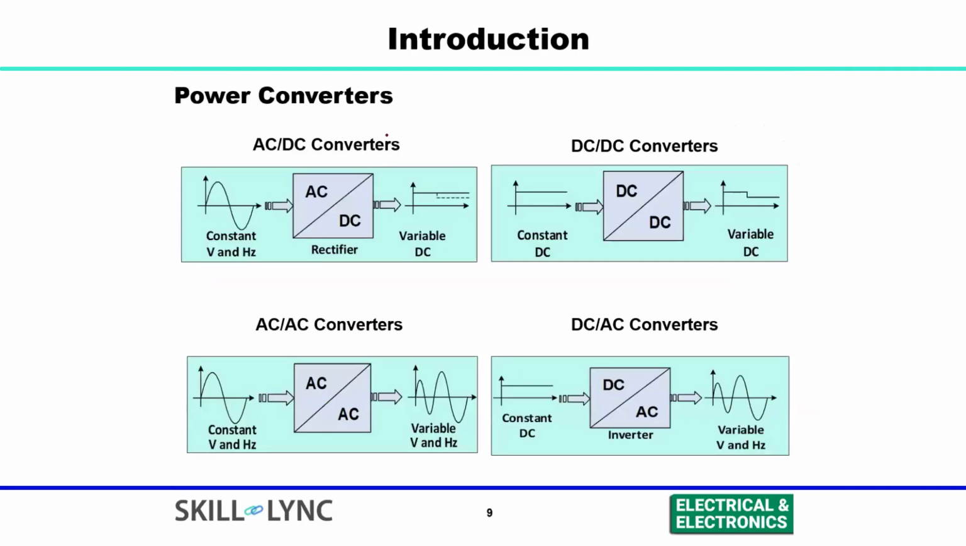So now the basic conversions are classified into 4 types: AC to DC, DC to DC, AC to AC, and DC to AC. Suppose we have a power supply with constant voltage and frequency. This is constant. We need to have a variable DC required for the application.